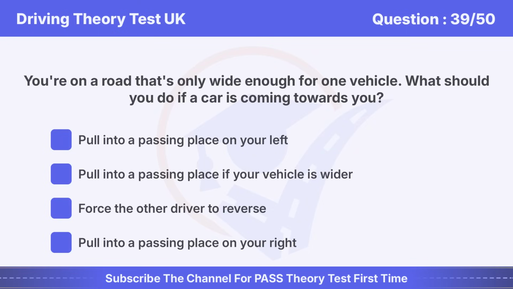Question 39. You're on a road that's only wide enough for one vehicle. What should you do if a car is coming towards you? Option A. Pull into a passing place on your left. B. Pull into a passing place if your vehicle is wider. C. Force the other driver to reverse. D. Pull into a passing place on your right.